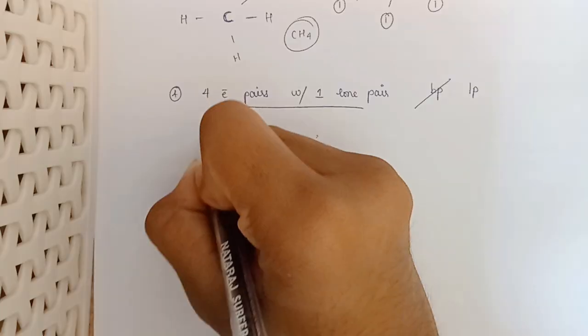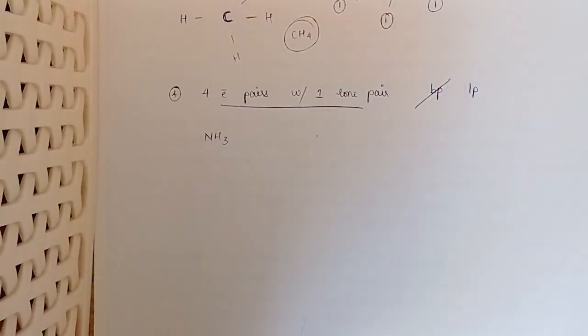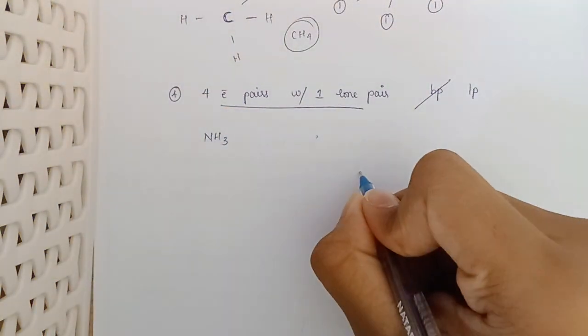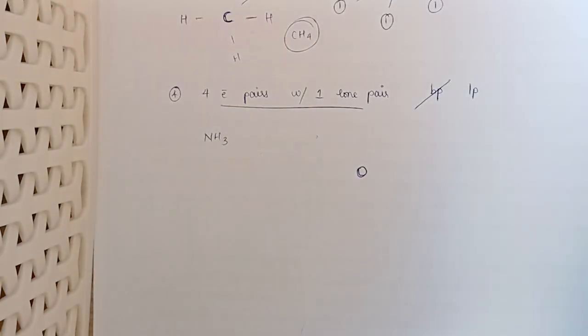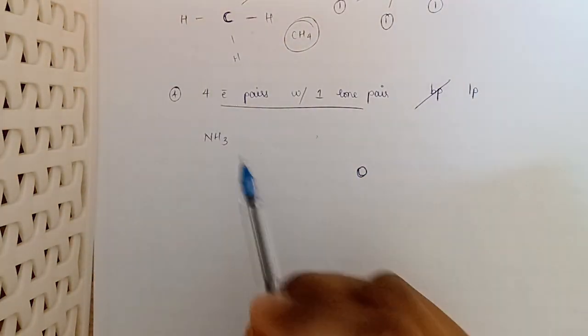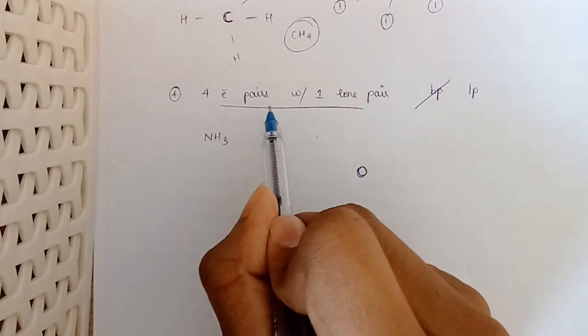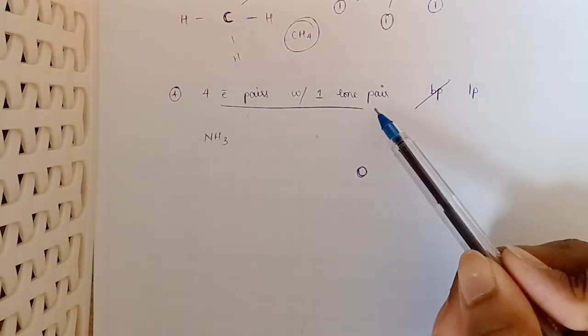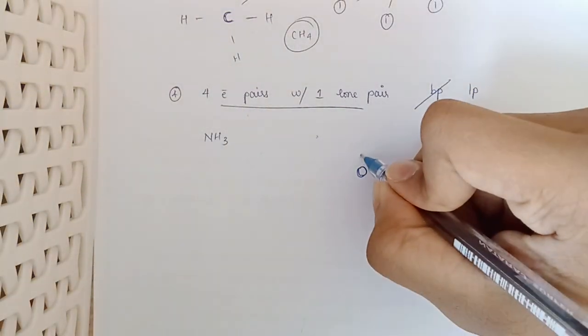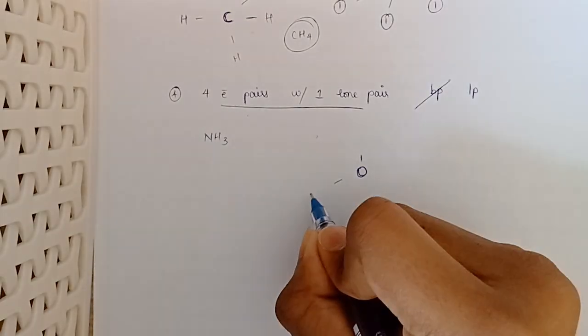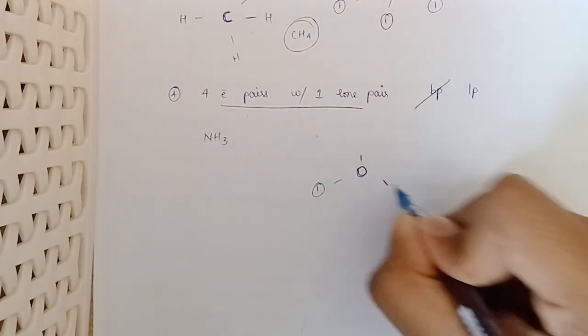The example is NH3. So again, there is a central atom. Now what happens? Now we have four electron pairs, and one of them is replaced with one lone pair. So again, just like before, one over here, one over here.